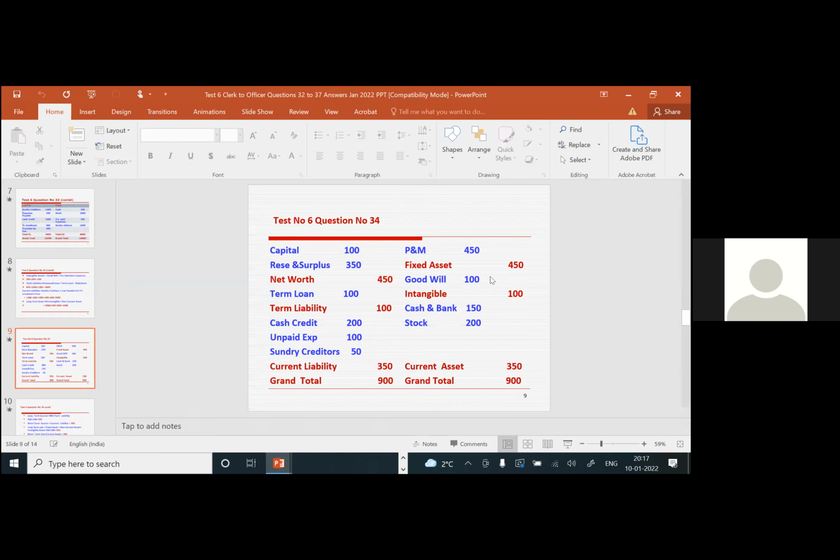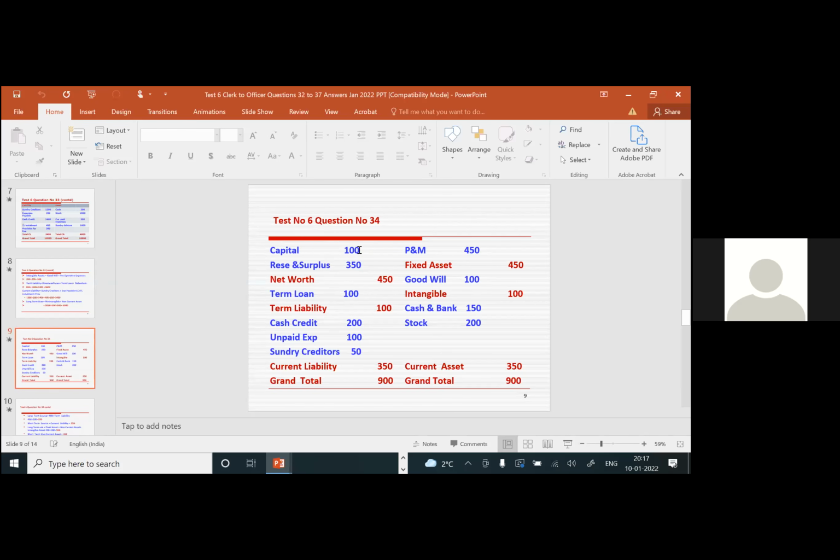We have drawn the balance sheet from the figures. For question number 34, all of you have it in front of you, while I have it only on the slide in the computer. In front of you, the first point in question number 34 is that cash credit is 200. You see the balance sheet. Capital and reserves and surplus is called net worth. From question number 34, I have drawn the balance sheet like this.